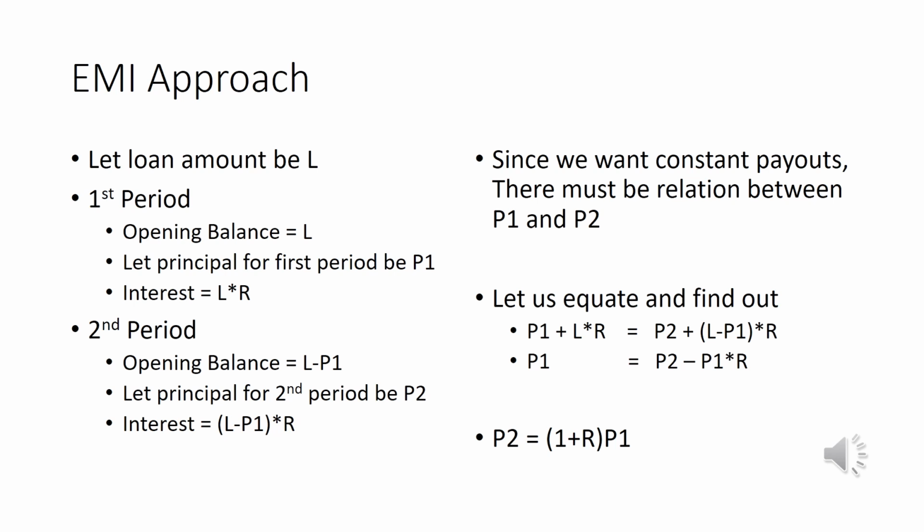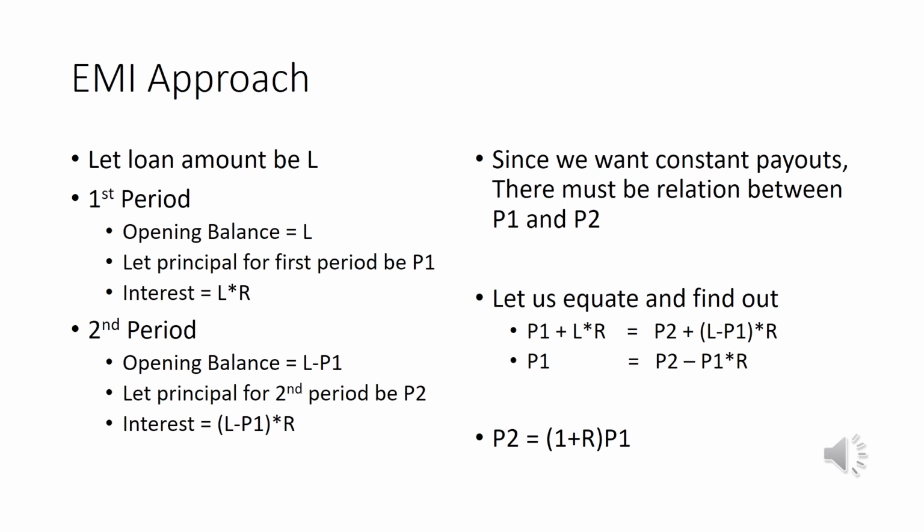And the principal for the second period, let's call it P2, and the interest is (L minus P1) into R, right? Because L minus P1 is the remaining balance. Now, we want constant payouts, which means that if I add P1 with the interest paid in the first period, it should match up to P2 plus the interest paid in the second period.